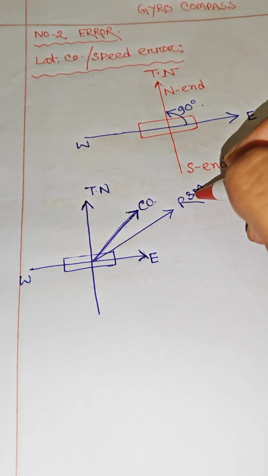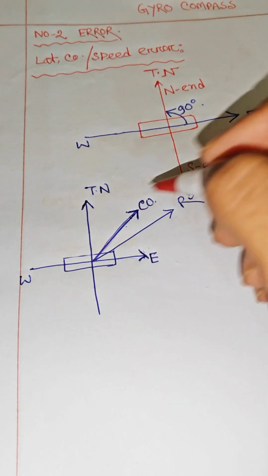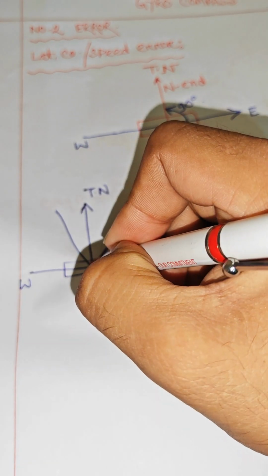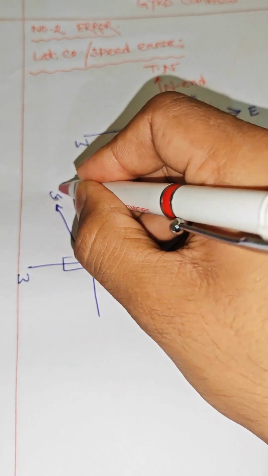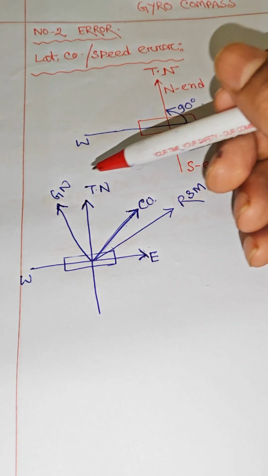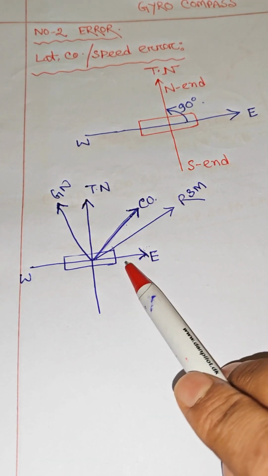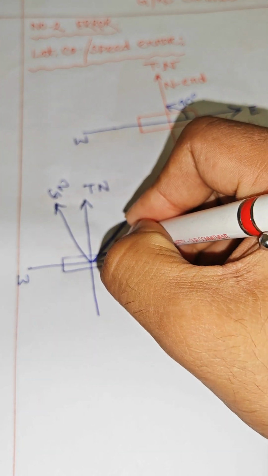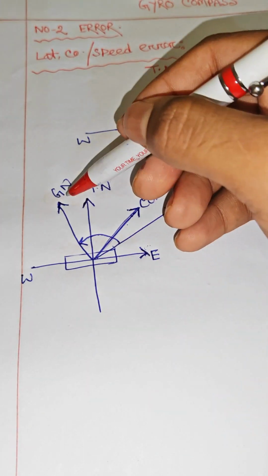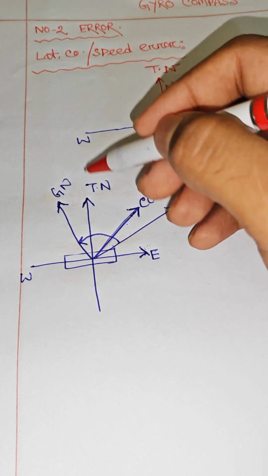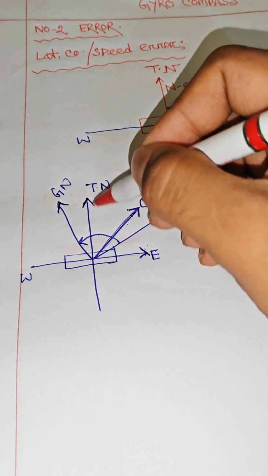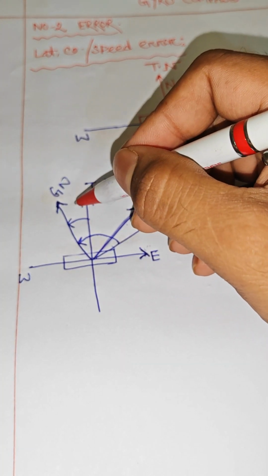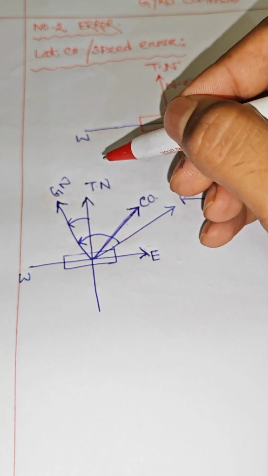After that your gyro can create a gyro north, which is 90 degrees away from this resultant space motion. So maybe this will be your gyro north. Your gyro north will act with the resultant space motion. 90 degrees from this is your gyro north. So now you can see your gyro north is deflected from the true north, a westerly deflection. So this angle is called the latitude course and speed error.